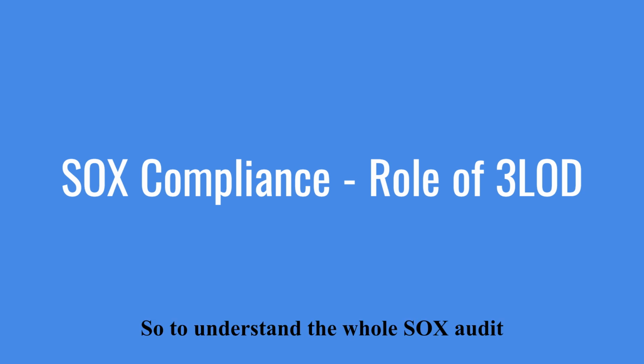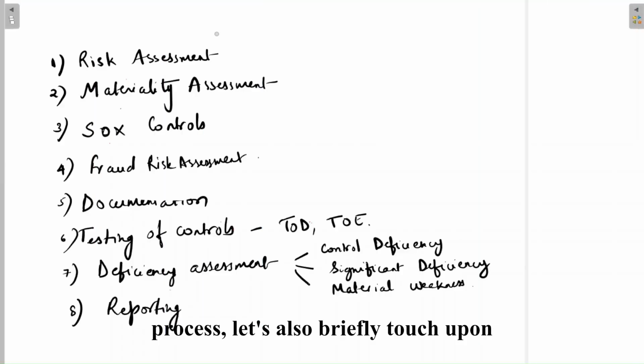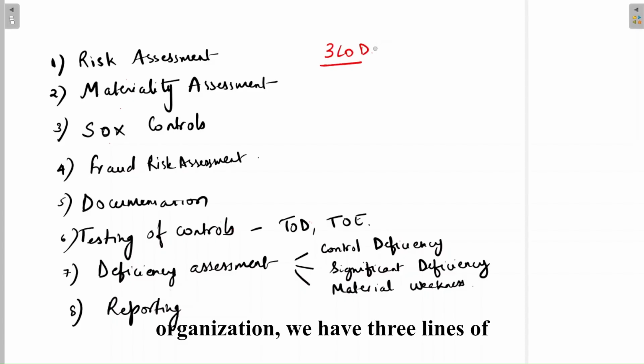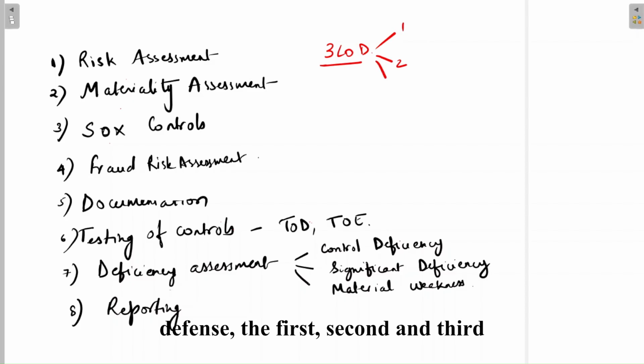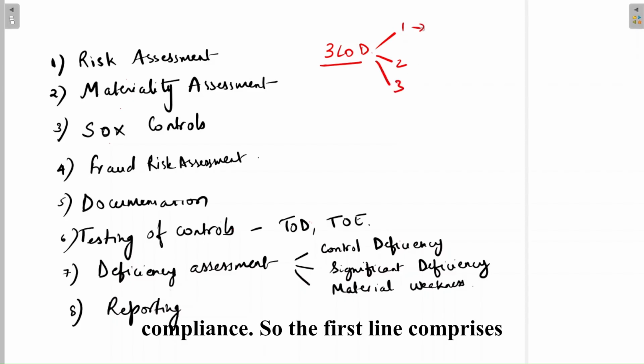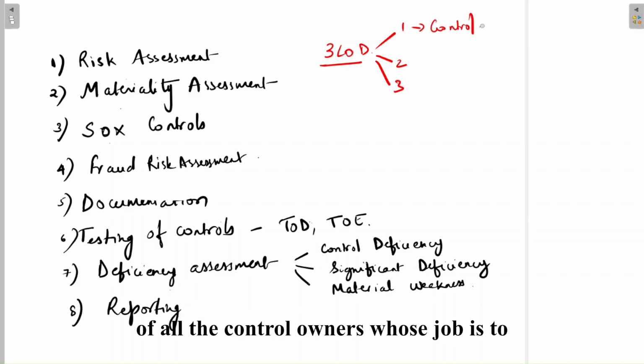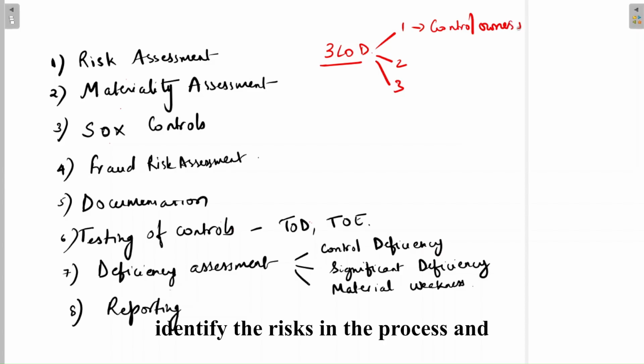So to understand the whole SOX audit process, let's also briefly touch upon the 3 lines of defense framework. So what does this mean? In any major organization, we have 3 lines of defense, the first, second and third line, and each of them have distinct responsibilities when it comes to SOX compliance. The first line comprises all the control owners whose job is to identify the risks in the process and then design and implement SOX controls so that they can mitigate those risks.